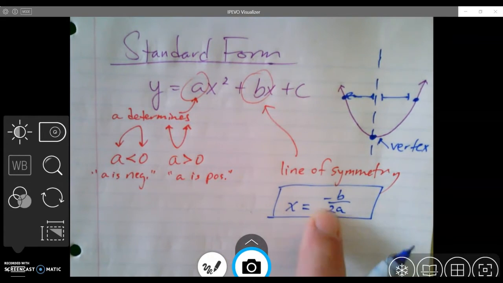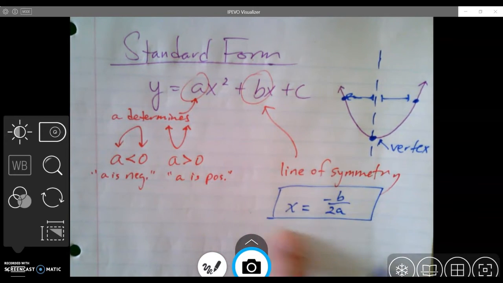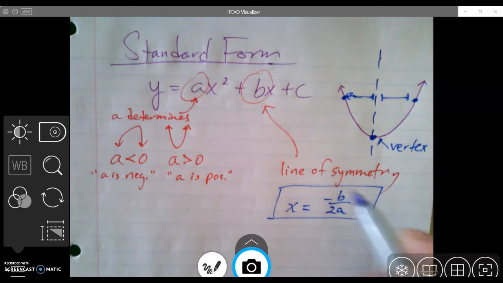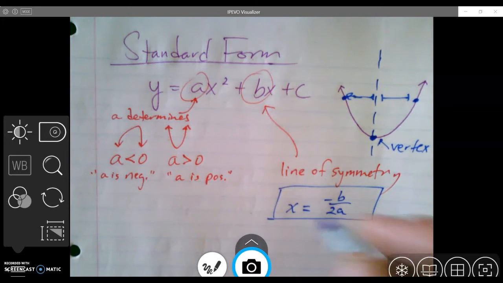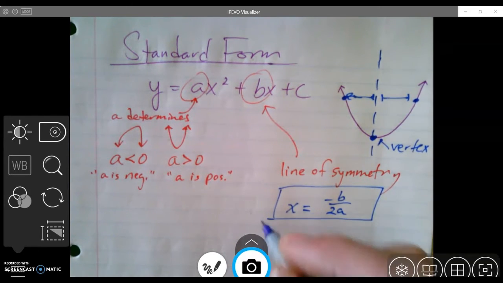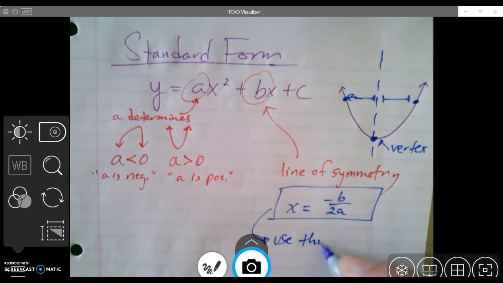When we go into how to change forms on this, what we'll usually do is completing the square. And it's hard to see where this formula comes in without completing the square, but that's going to be a separate video. So this is the rule. If you have values for this, you can find the line of symmetry, and then we can use this to find the vertex.